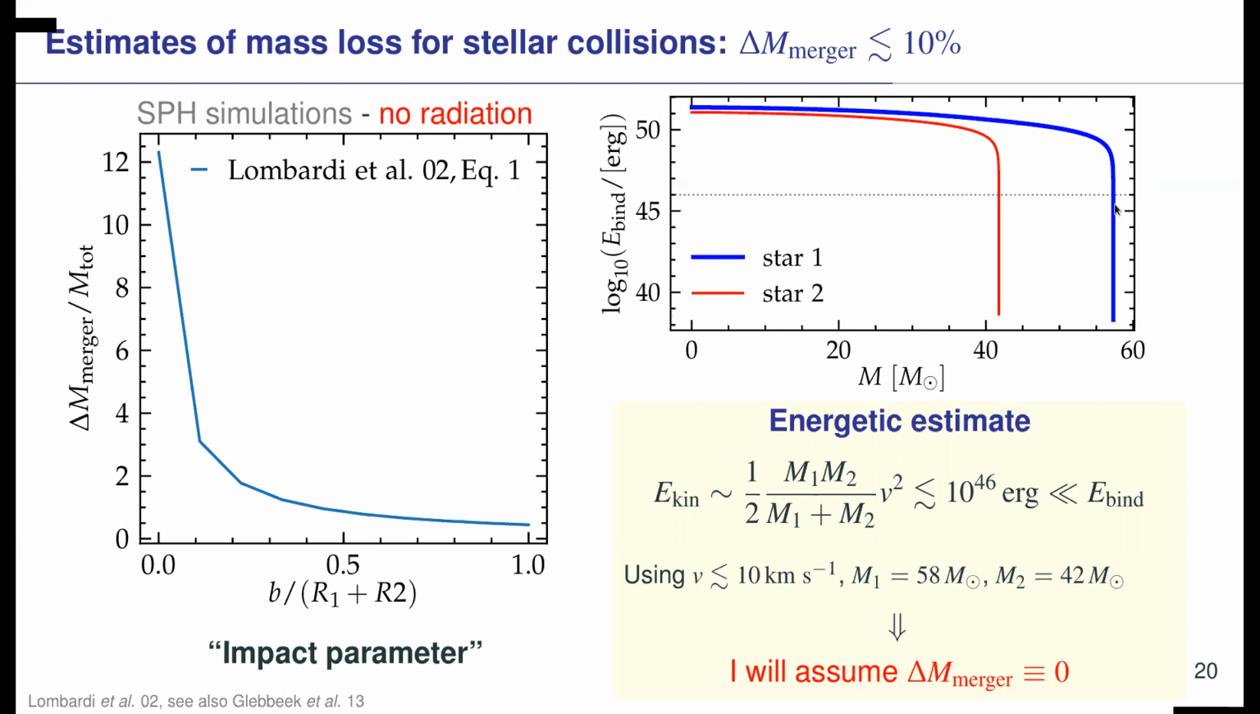But this is not really the right thing to do, because when the stars merge, they will reach each other with a relative velocity that is of the order of the escape velocity from the surface, which is going to be much higher than 10 kilometers per second. But still, to make my toy model, I'm going to follow the assumptions of the proposed scenario and assume that in the merger, no mass is lost. But I really want to emphasize that this should be tested further.